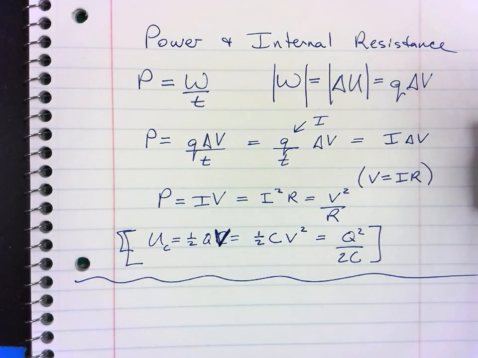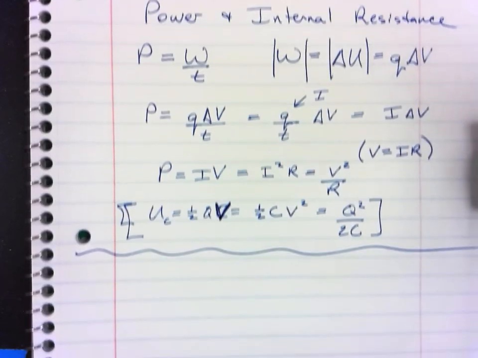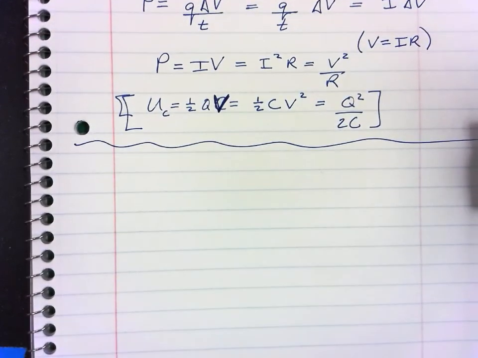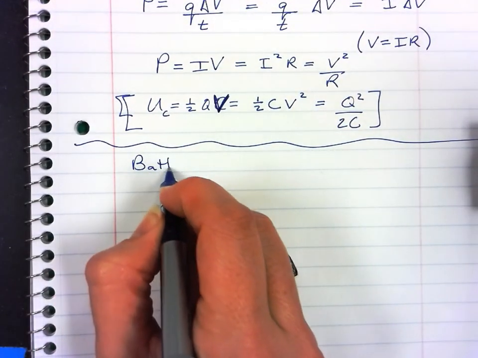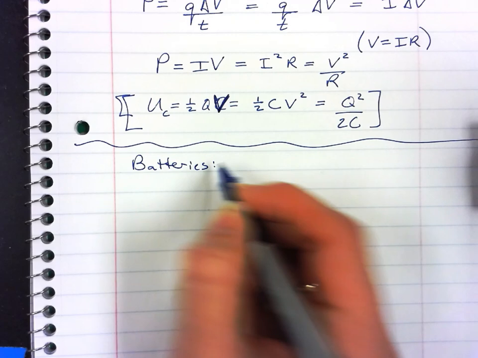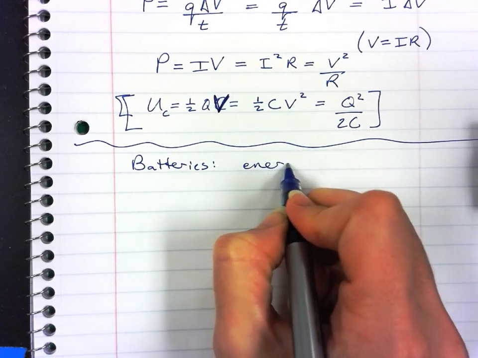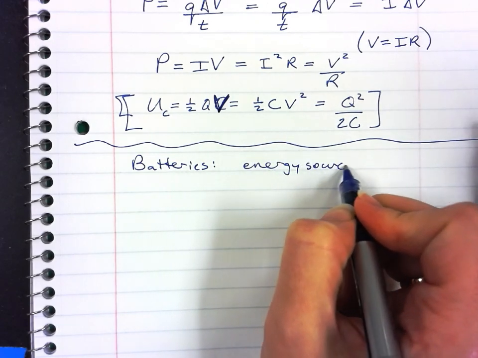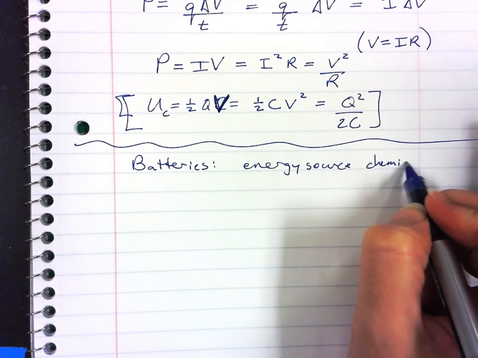So that's the first half of the video. The second half might take a little bit longer. We're going to talk about batteries. Batteries are an energy source from chemical reactions.